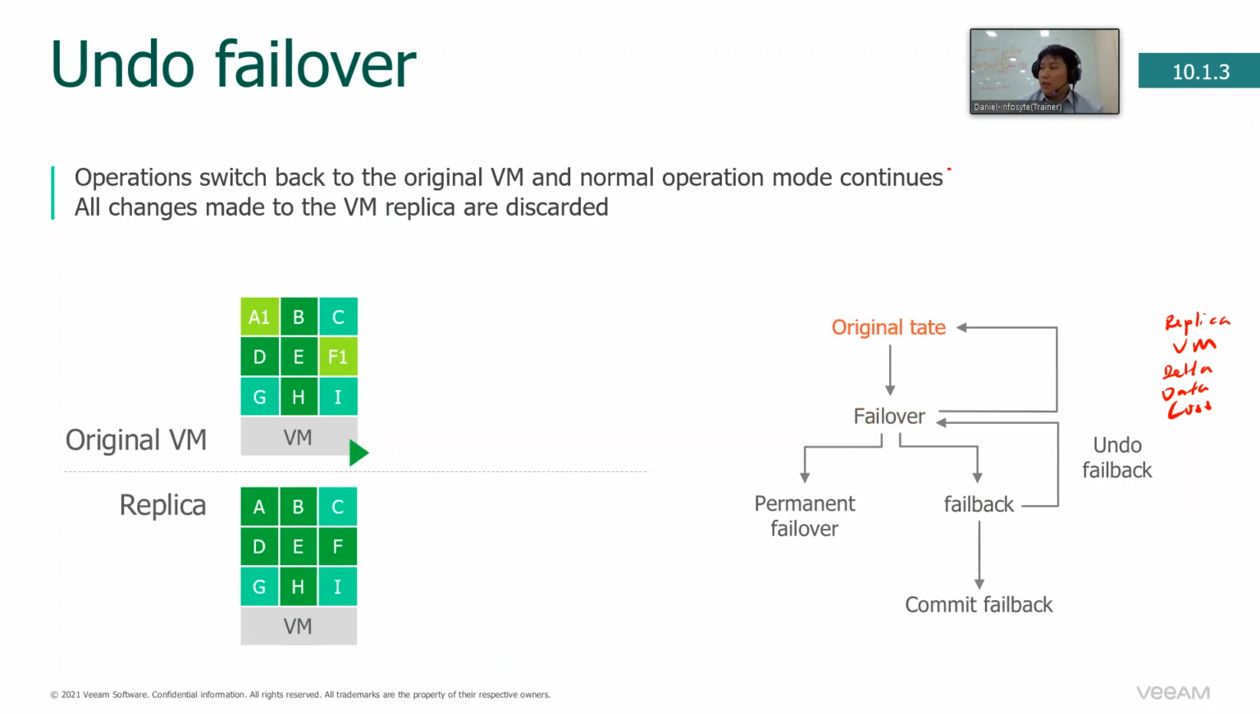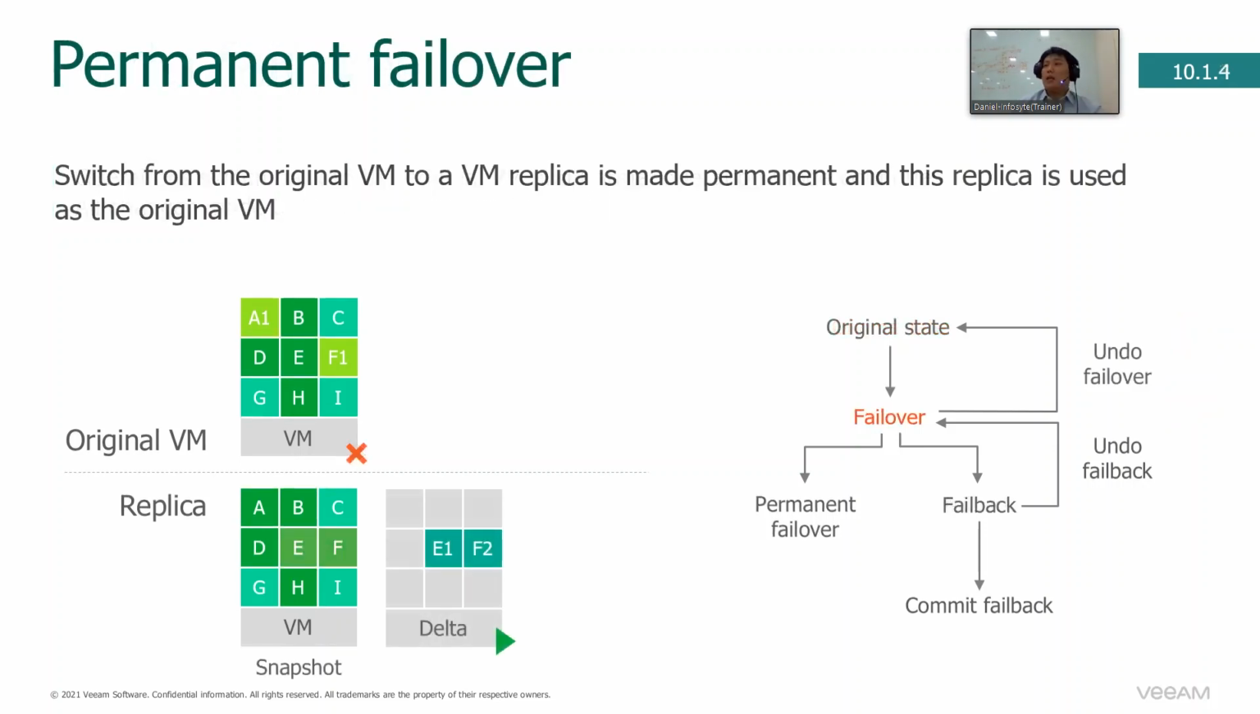After I actually select undo failover, it will go back to the original state. Now, later you will see, after I have announced my replica VM to continue the service, your data changes happen into this new delta, like E1, F2, for example. Data E1, F2 here is now very important. You do not want this data to get lost anymore. And next thing we need to decide, what's the next step?